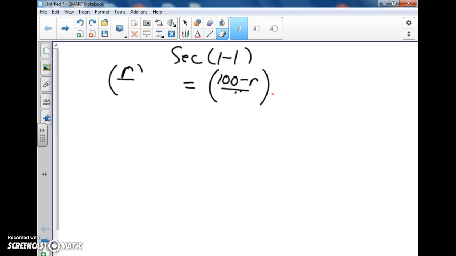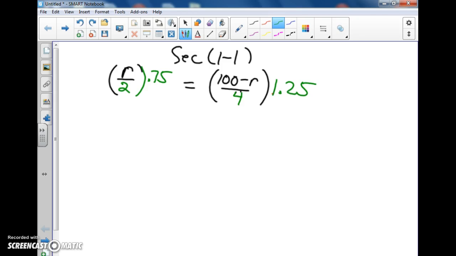All right, so when you got the answer to number 6 yesterday, you guys should have gotten this. You should have gotten x over 2 times 0.75 equals 100 minus r over 4 times 1.25, right? Everybody's good with that? The next thing you had to do was solve this, and that's where I started finding out we had some problems with some people.